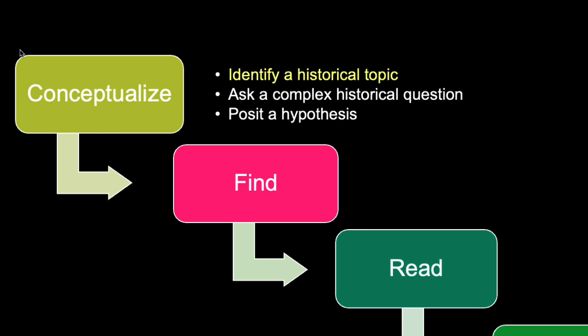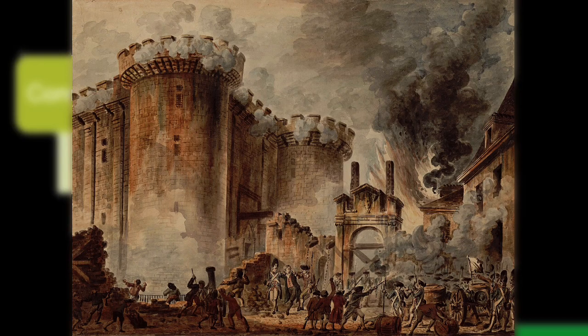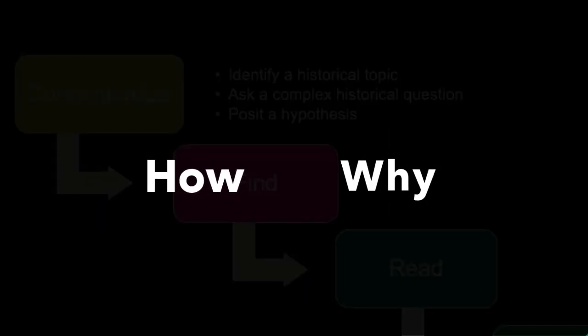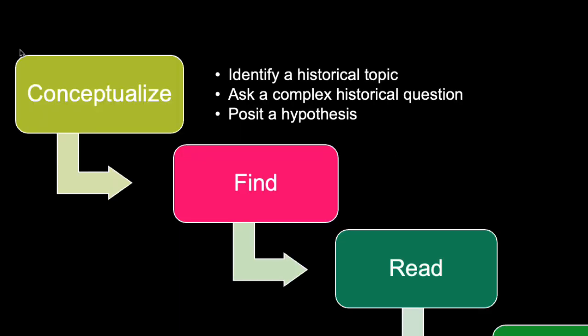First, historians have to identify a topic, and that topic has to be historical. From there, historians ask a question about that topic, and the question has to be a complex question that demands some sort of argument. It can't be a simple what or when question, like, when did the storming of the Bastille happen? Instead, historians ask how and why questions in order to induce more complex analyses. Finally, historians posit hypotheses. These hypotheses help guide their research and what they should pay attention to as they go along reading their sources.